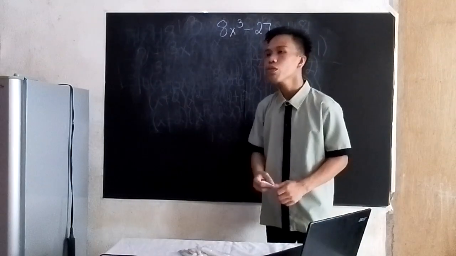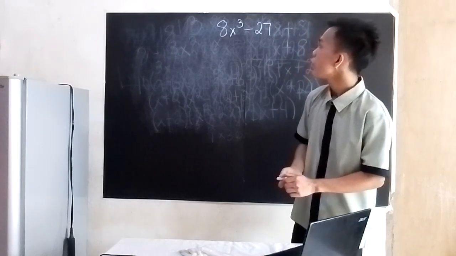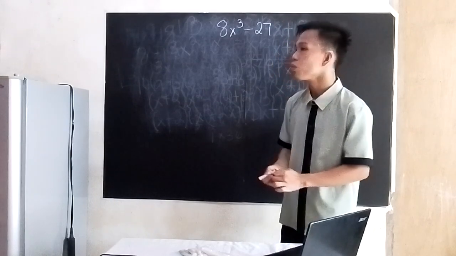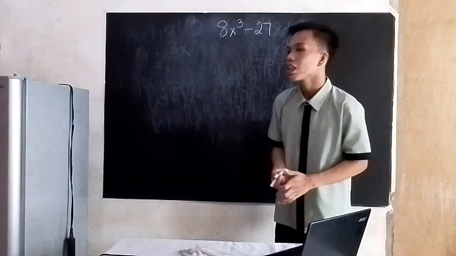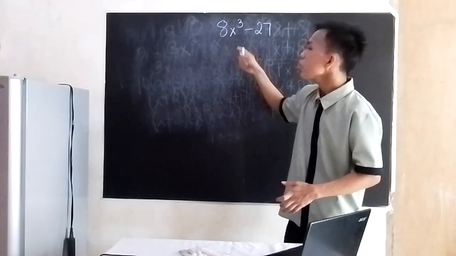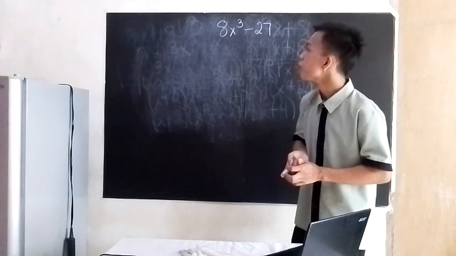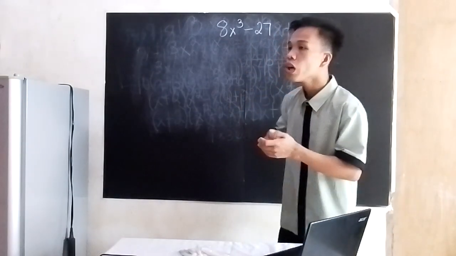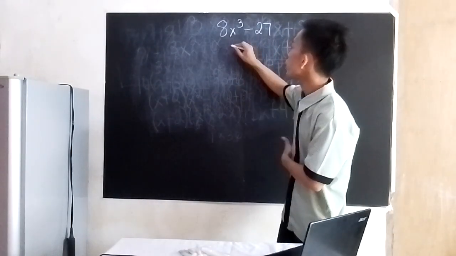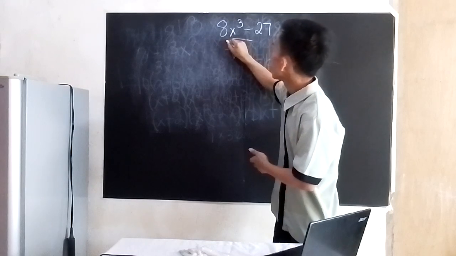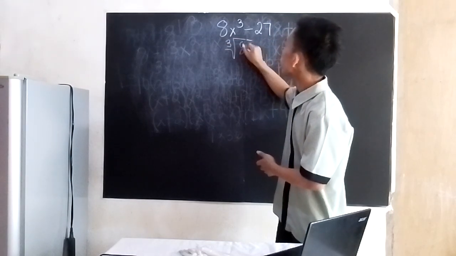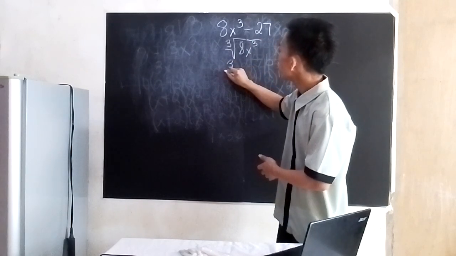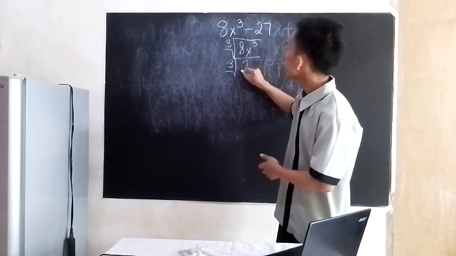So again, what is our first step in sum of two cubes? Because that is just the same process with difference of two cubes. That's right. So our first step is we need to extract the cube root of each term. So cube root of 8x cubed and cube root of 27.